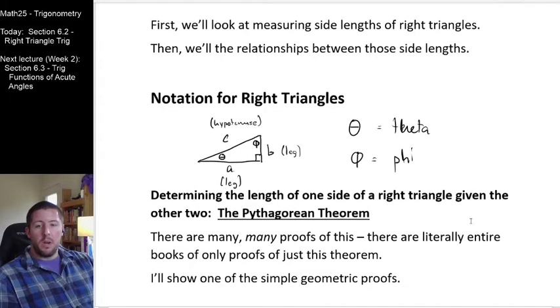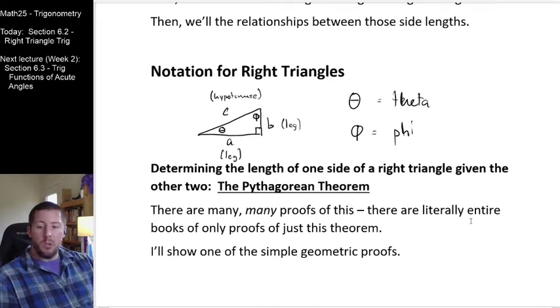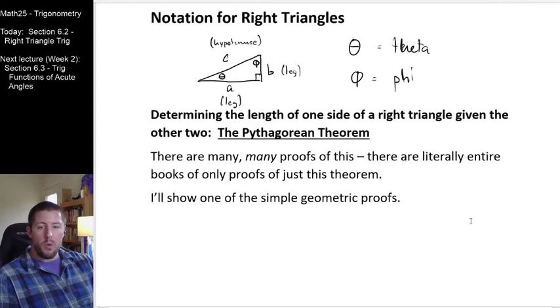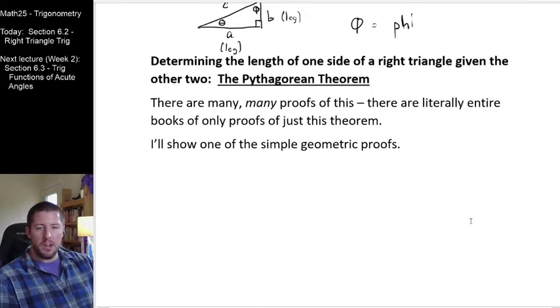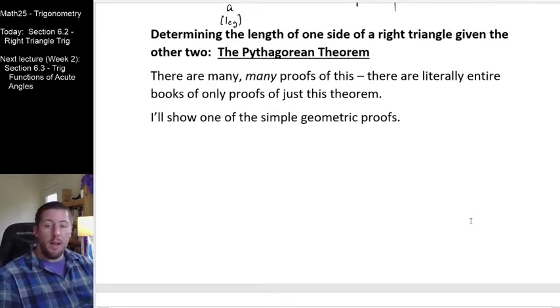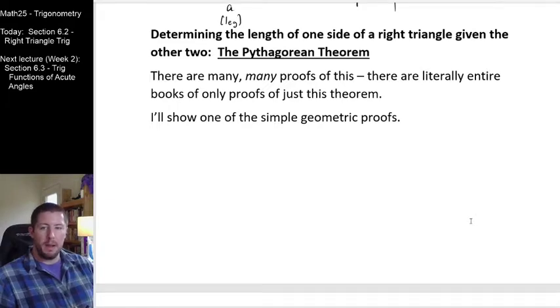So one of the things that we're going to want to be able to do here is say, if we know two legs of a triangle, we want to be able to identify the third, and we're going to have some help from the Pythagorean theorem. I'm sure this is something that most of us are at least vaguely familiar with, although I'm also quite certain that most of us have never seen where the Pythagorean theorem comes from.